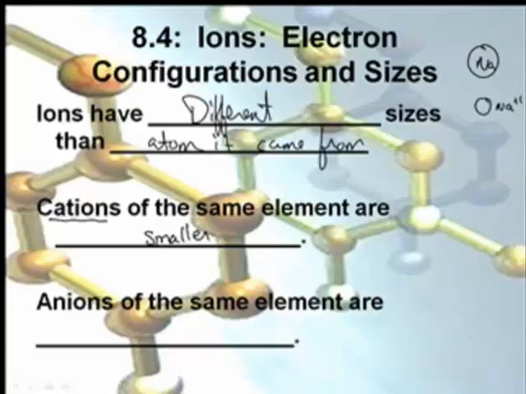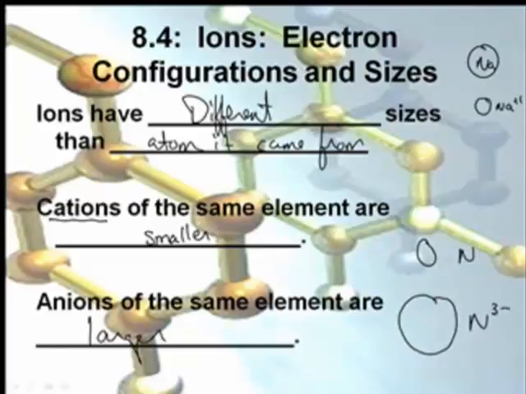Because there's more positives in the nucleus than there are negatives outside, so it pulls them in. And anions of the same element are larger. Larger. Because in this case, there's more negatives on the outside than there is positive in the nucleus, so they're spread out further. So let's say I have nitrogen, and the ion of nitrogen that's most common is the nitride ion. It would be much bigger.